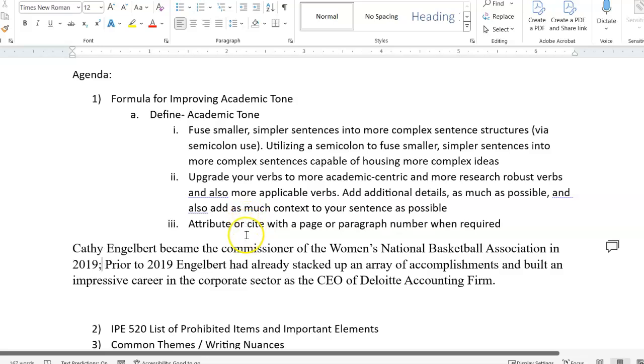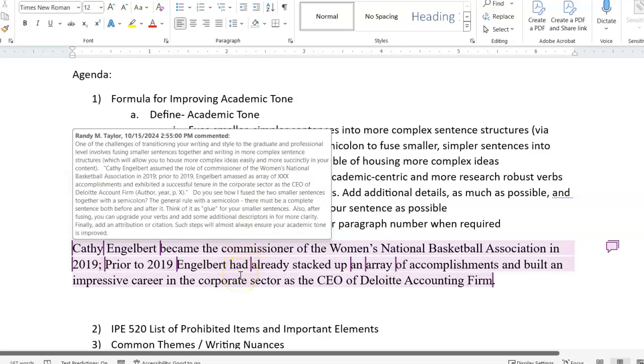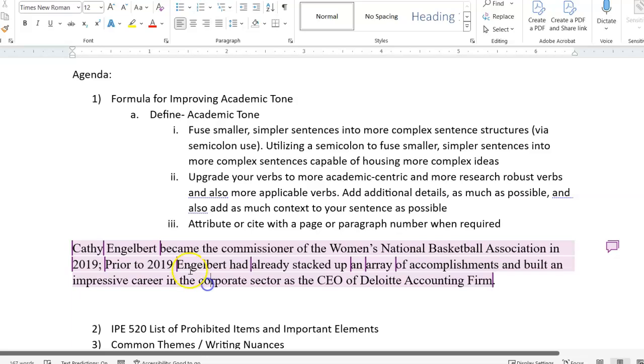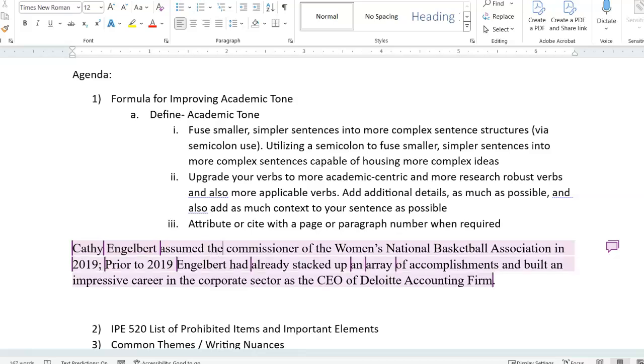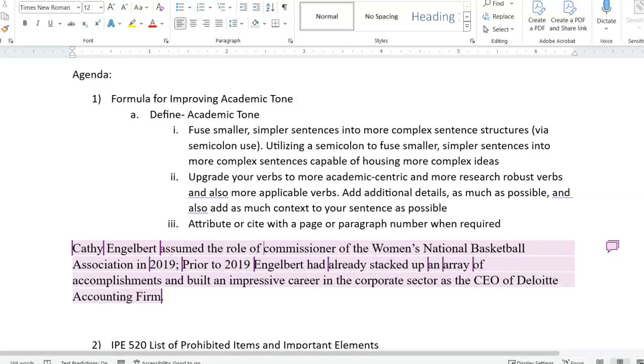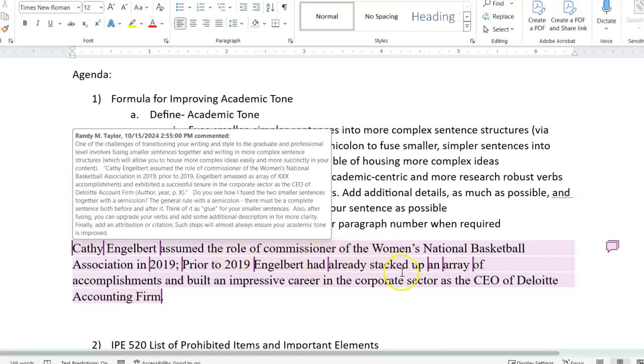Upgrade your verbs to more academic-centric and more research-robust verbs. So "became." This is a very simple verb. How can we make it more relevant to the context of the sentence? How can we make it more robust? So "assumed." Kathy Engelbert assumed the role of commissioner. We're just going to go piece by piece here. The Women's National Basketball Association in 2019.